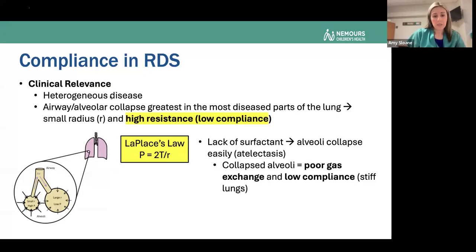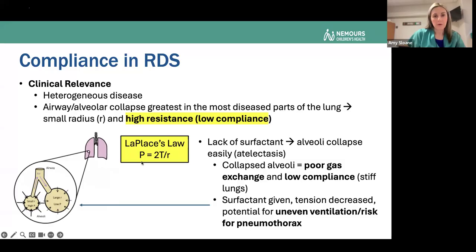But then when you give your surfactant, your surface tension decreases, really pretty dramatically, and the alveoli begin to reopen. However, this recruitment also can be uneven, and some regions can open really quickly while others stay collapsed. So it actually increases the risk of overdistension in the more compliant areas, because the gas will move preferentially from areas of higher pressure and surface tension to those areas that have gotten surfactant and have lower surface tension. So you can actually increase your risk of pneumothorax in those already over-compliant areas.